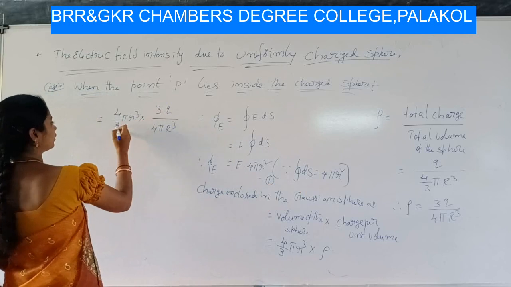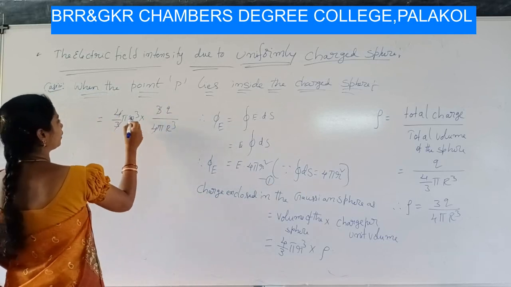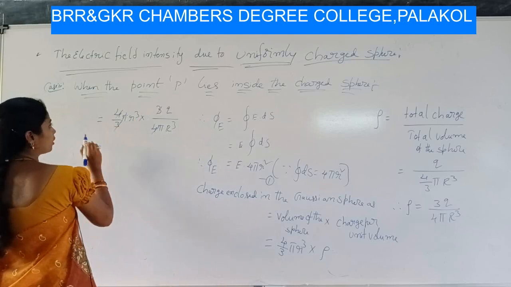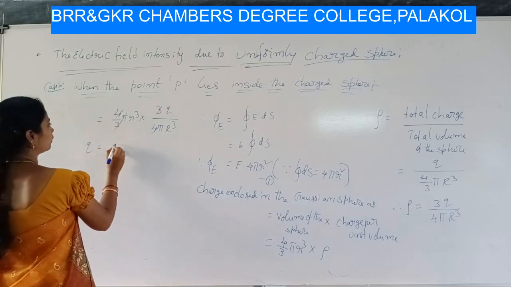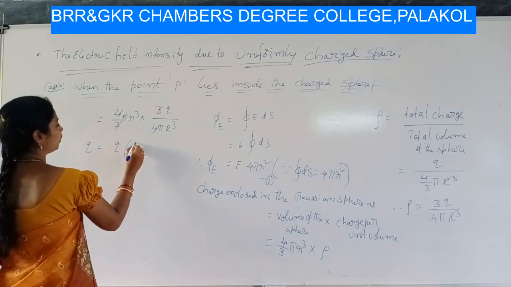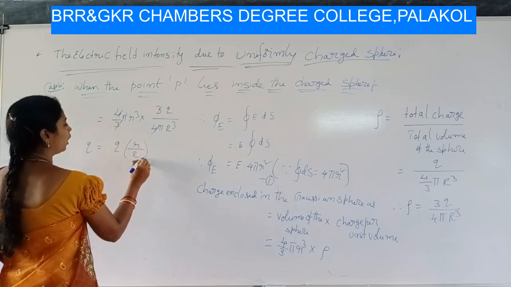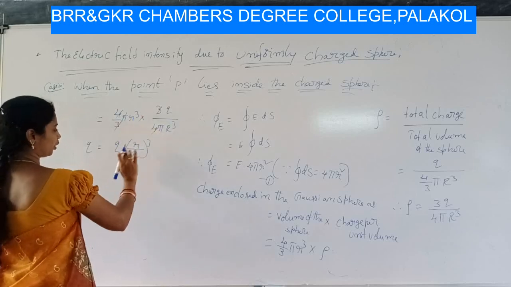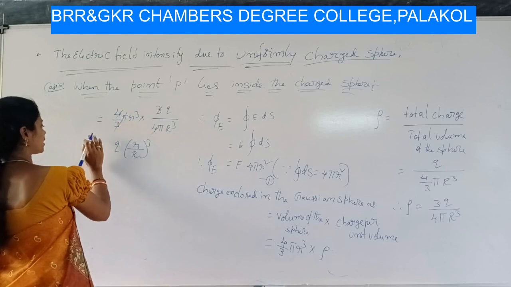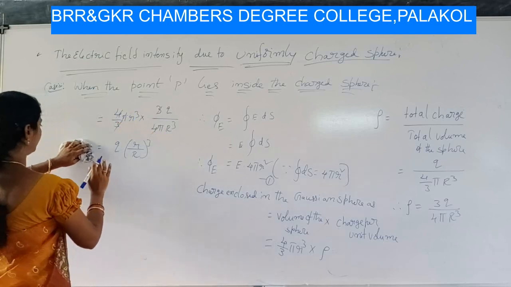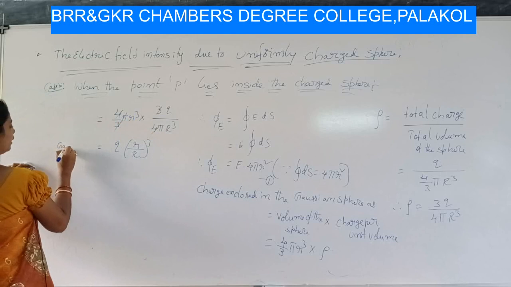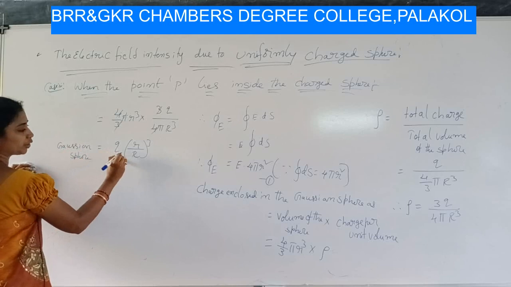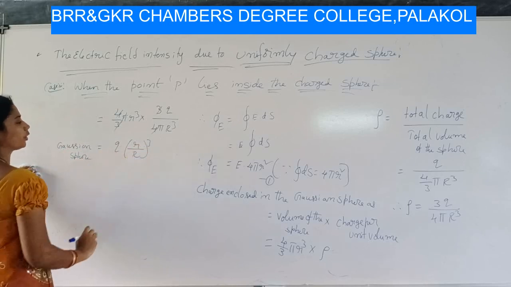By cancelling the 3 and 4 pi, the charge enclosed in the Gaussian sphere is Q into r by R whole cube. Here this one is small r cube and this one is capital R cube. So the charge enclosed in the Gaussian sphere is Q times r cube by R cube.